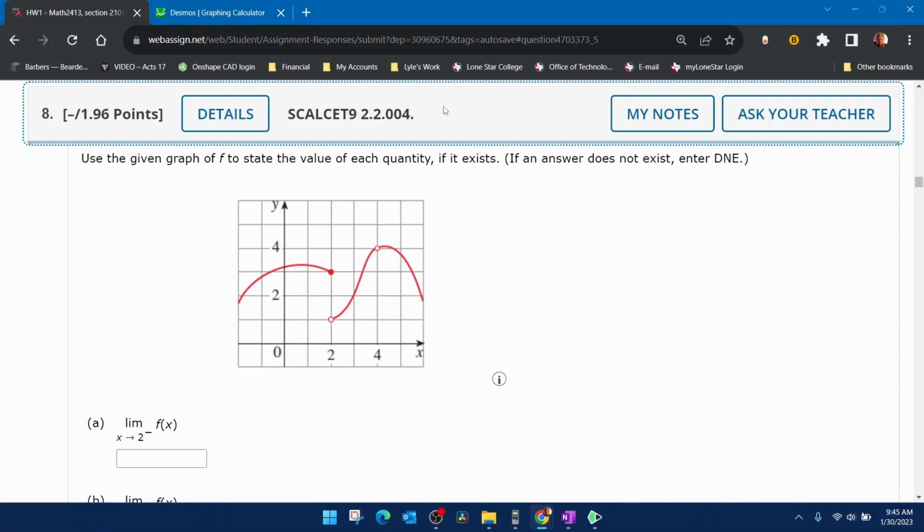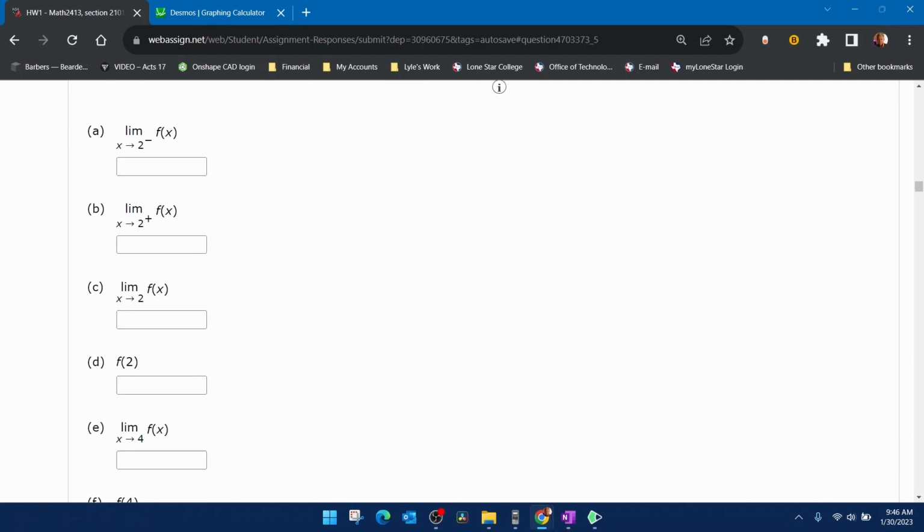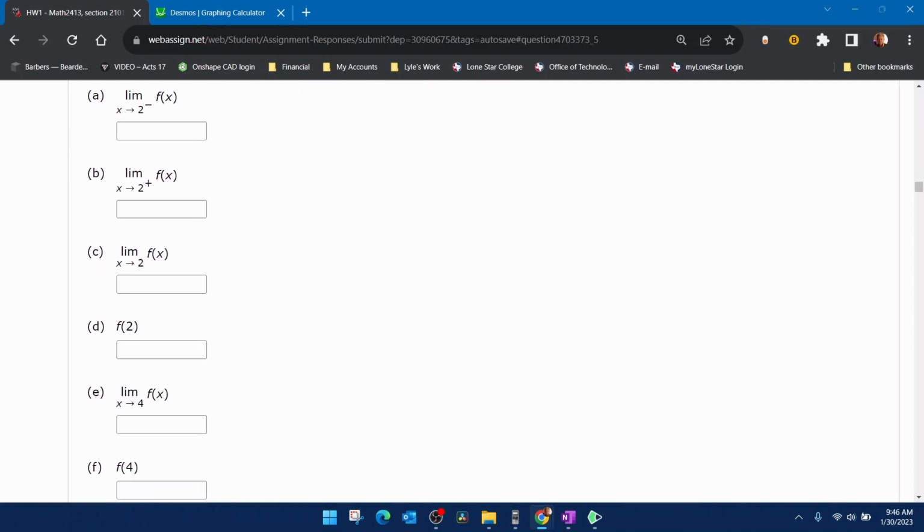All right, here we go. Question number 8 from our Calculus 1, Homework number 1 in WebAssign. They've given us a graph and it says use the given graph of f to state the value of each quantity if it exists. If an answer does not exist, enter DNE. So I'm going to scroll up so that we can see what's expected of us here.